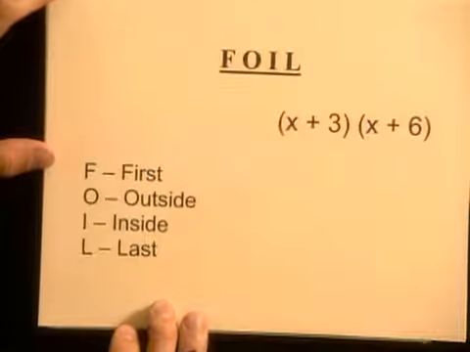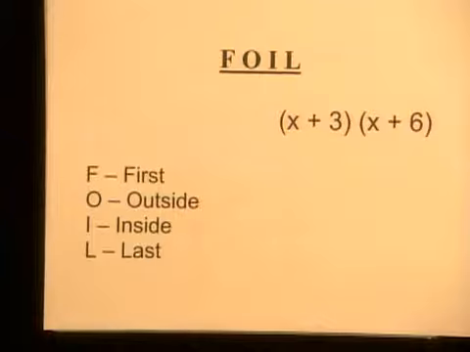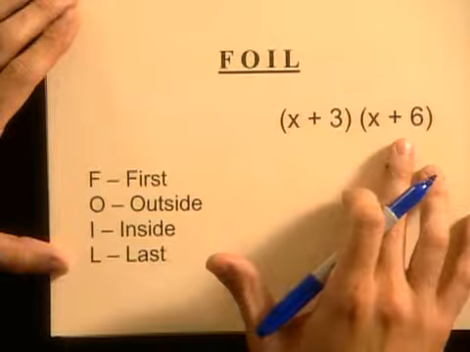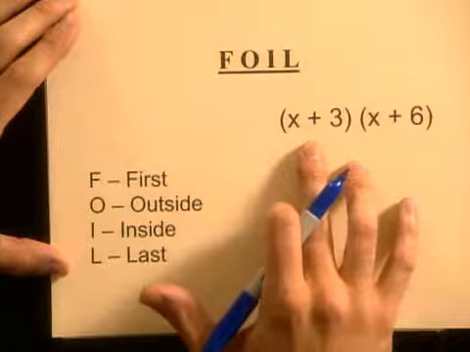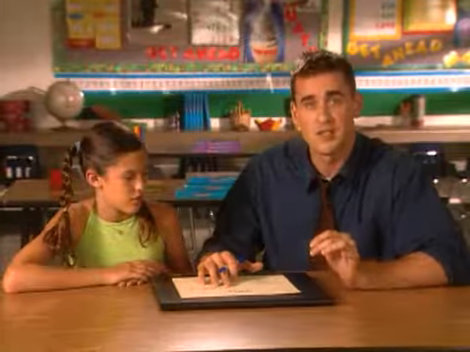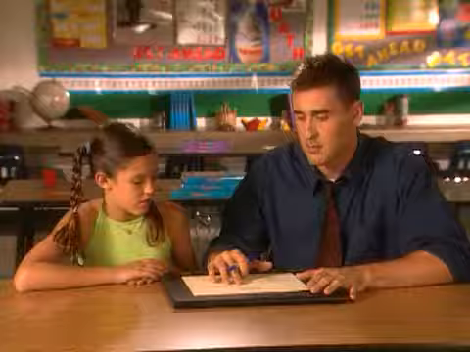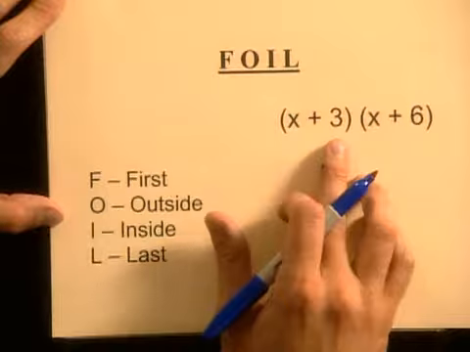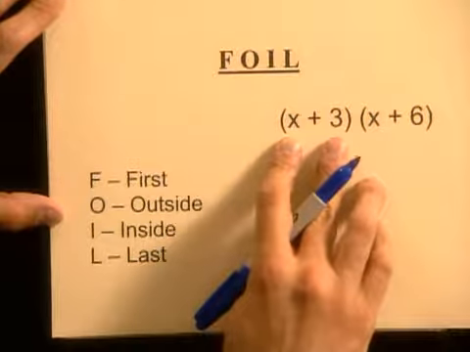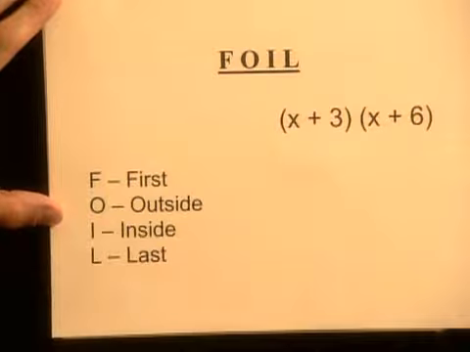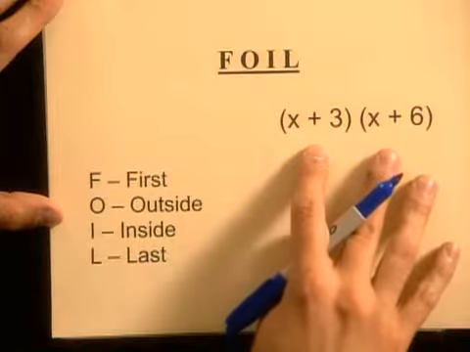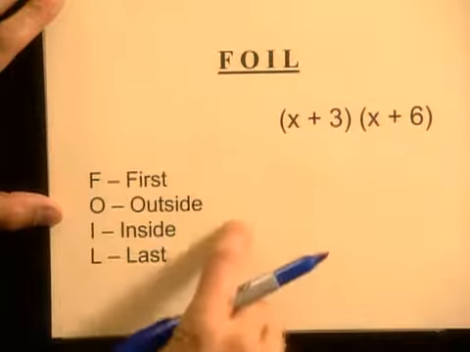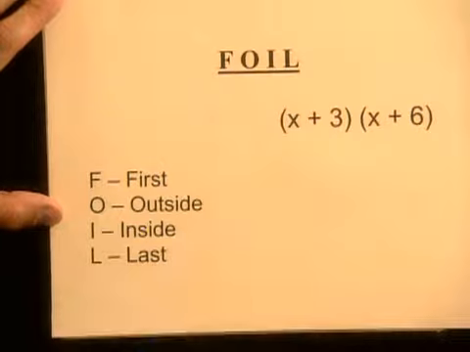So FOIL, first, outside, inside, last, is a very specific type of problem: one binomial times another binomial. And typically, the problems look like this. Remember, a binomial is two terms separated by a plus or a minus. Usually they're in parentheses like this. So here's our first binomial, and here's our second binomial. This is what your problems are going to look like, and this is the method that we're going to use to solve these types of problems.